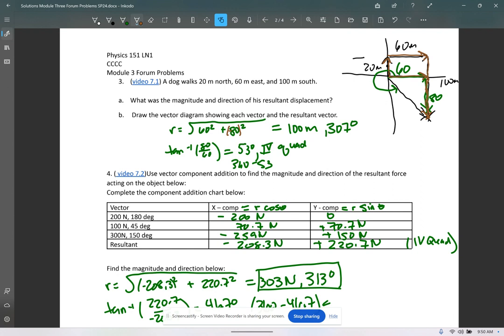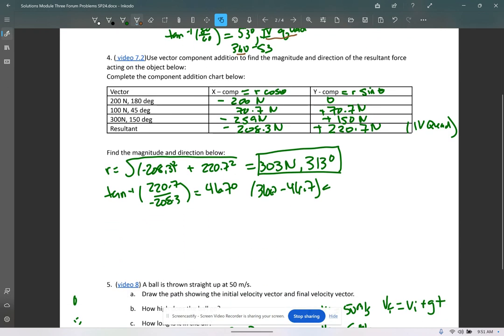And this is in the fourth quadrant. So once again, I've got to subtract this value. When I use tan negative 1 of y over x, I get 53 degrees, but it's in the fourth quadrant. So I need to subtract it off of 360. And that gives me a net displacement of 100 meters at 307 degrees from where I started.